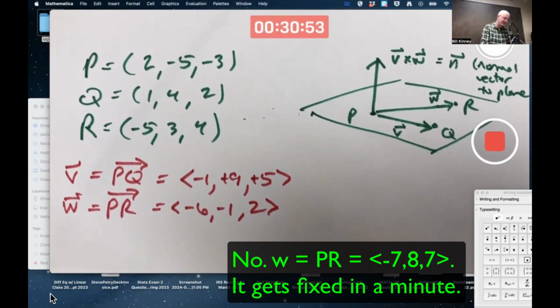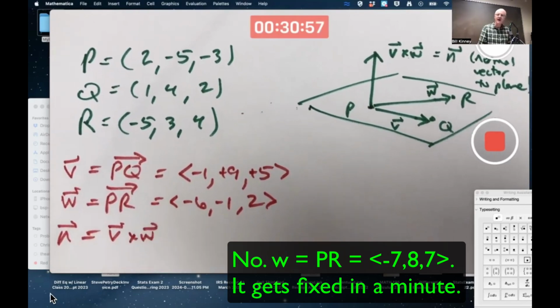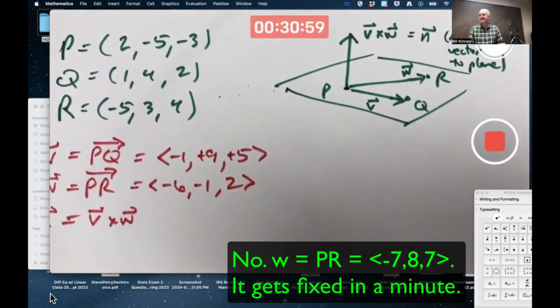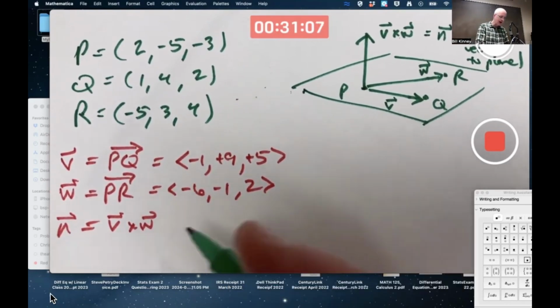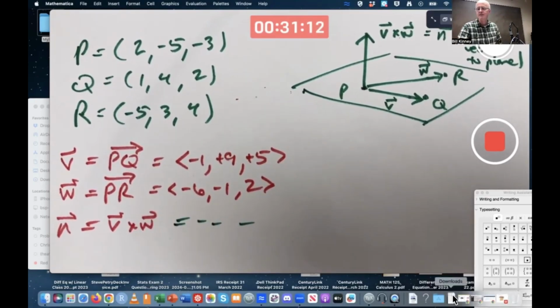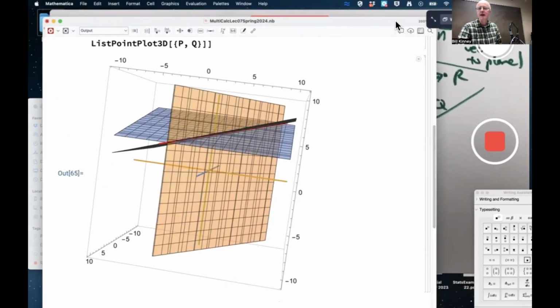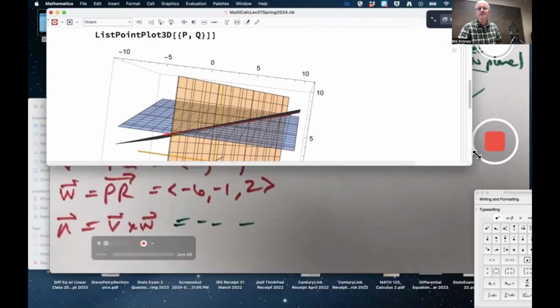Now I want to compute the normal vector to the plane, V cross W. The normal vector is not unique. Any scalar multiple of the normal vector, any non-zero scalar multiple, will be another normal vector. So you have to use your cross product techniques to find that cross product. For the sake of time, we'll just have Mathematica do it. Mathematica can figure out cross products very rapidly.